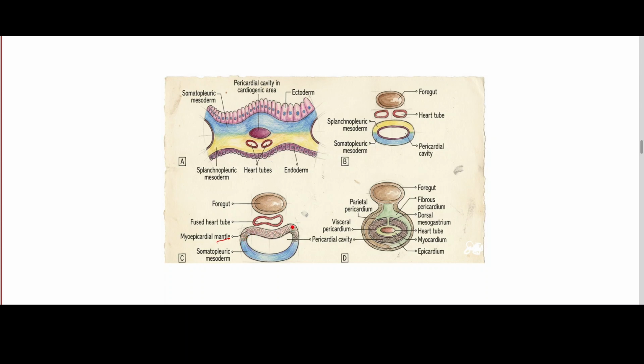Okay, now let's talk about the outer layer. We've talked about this mesodermal layer that wraps the heart tubes completely. The outer layer or the outer wall is from the somatopleuric mesoderm, and it forms the parietal layer of the serous pericardium, along with the tough outer fibrous pericardium. Okay, so putting this together, you now have the visceral layer and the parietal layer. And between these two layers is the pericardial cavity.